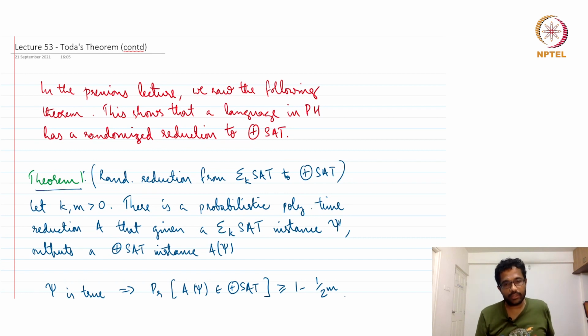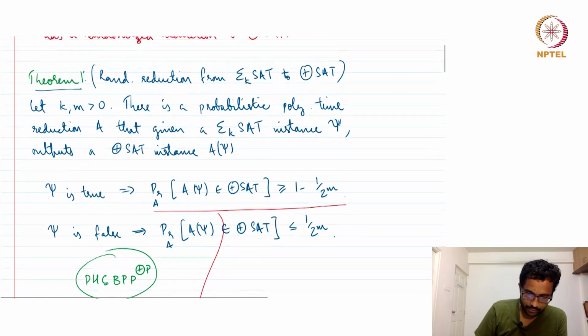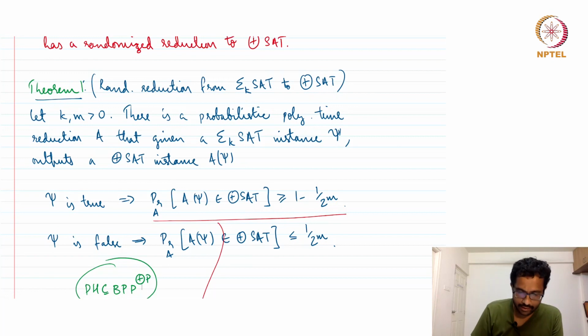Right? And what we saw in the previous lecture was that any language in polynomial hierarchy has a randomized reduction to parity set, or in other words, it can be simulated by a BPP machine with one query to a parity P oracle, parity set oracle, right? Just for the sake of completeness, I am restating it.